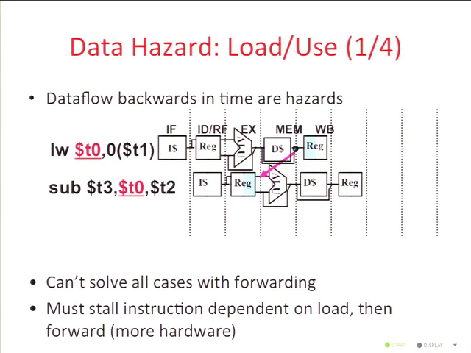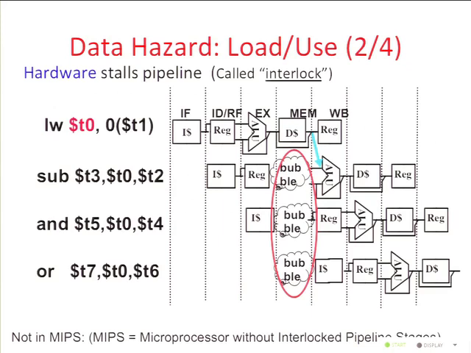What we do there is, there's a couple things we can do. We can stall the pipeline. So this is called an interlock. Basically what this says is if the hardware detects that we're running this instruction, it's going to stall the pipeline for one tick before it lets anyone else do anything else, and then forwarding works. So this is called an interlock.